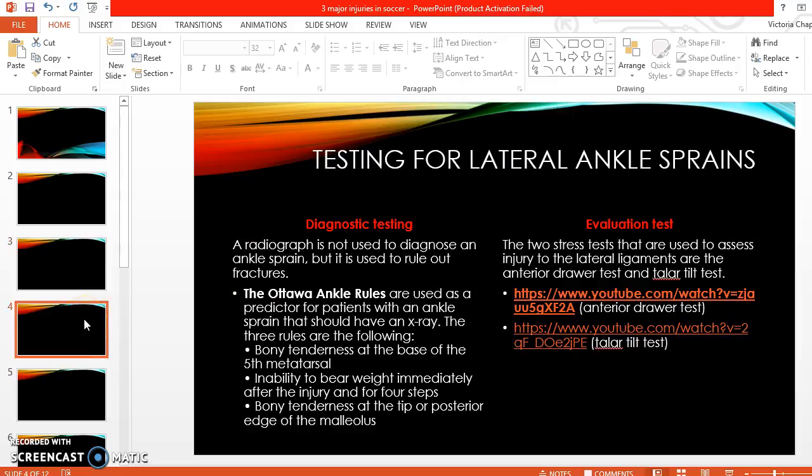Okay. So some tests for lateral ankle sprains are as follows. For diagnostic testing, a radiograph is not usually used to diagnose an ankle sprain, but it is used to rule out a fracture. And we're not talking about a fracture, but just giving you a little heads up there. The Ottawa ankle rules are used as a predictor for patients with an ankle sprain who should have an X-ray.